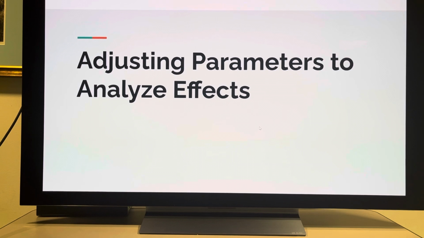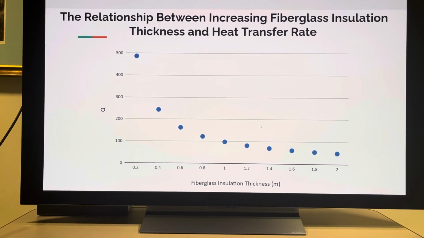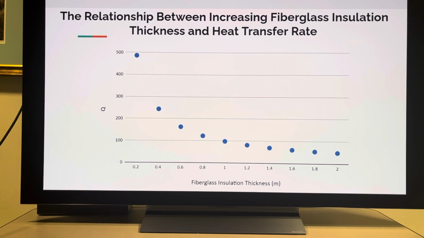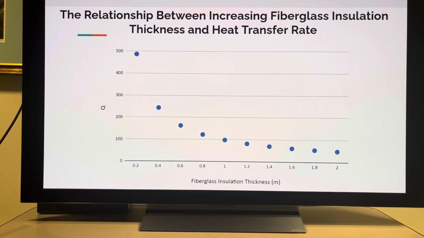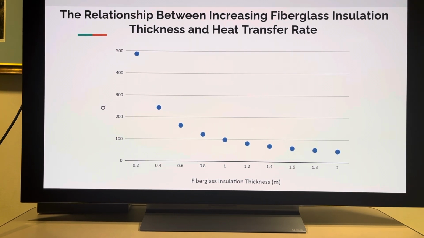Adjusting parameters to analyze the effects. The relationship between increasing fiberglass insulation thickness and heat transfer rate. As you can see from this graph, as fiberglass insulation thickness increases, heat transfer rate decreases.